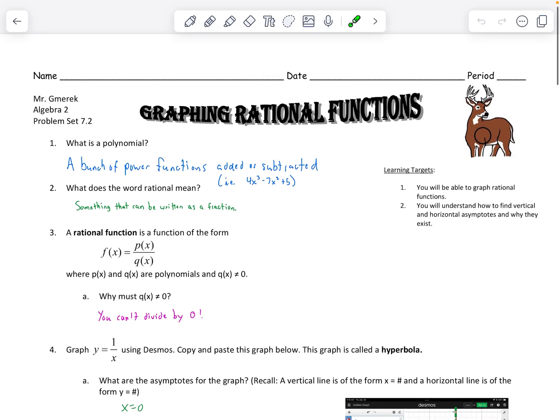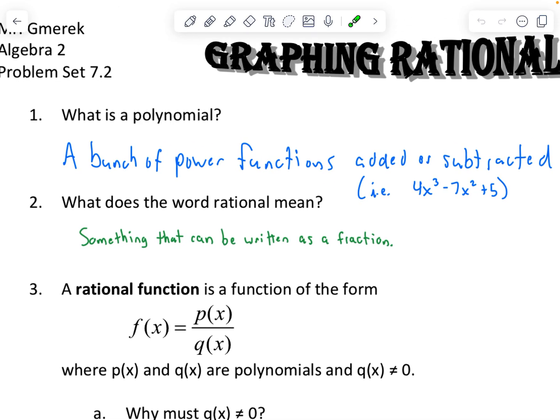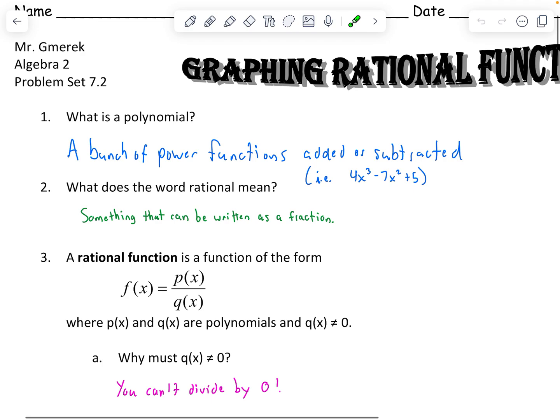If you were in class when we did this, there's some stuff on here that we didn't necessarily discuss in class, so I'll go over that very quickly. Some of it I'm just going to have you read, like number one, what is a polynomial? A polynomial is a bunch of power functions added or subtracted, which, we've done quadratics, cubics. Those are all types of polynomials.